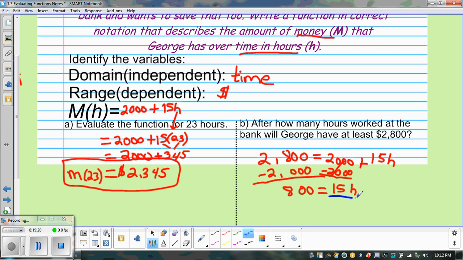We can guess and check by multiplying, or we could just divide by 15. So the number of hours that George needs to work to equal his $800 is 53.3, where the 3 repeats. Now, since this is a real life situation here, we're going to go ahead and say that the number of hours that he needs to work would be 54 hours.